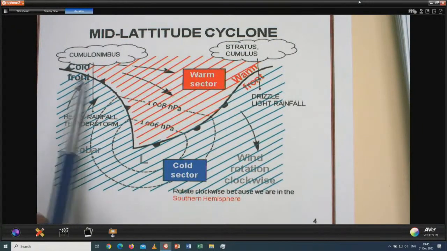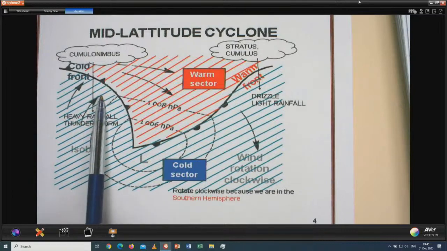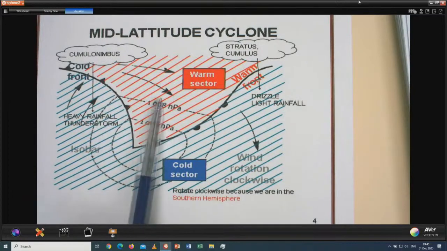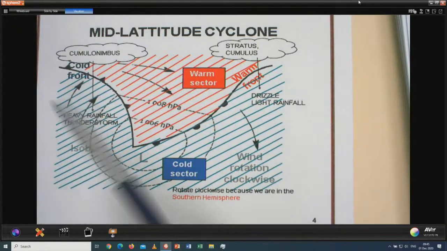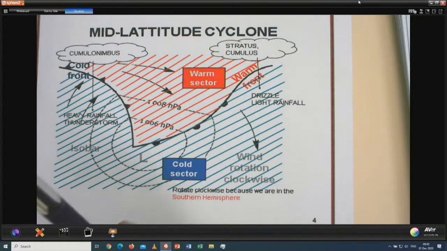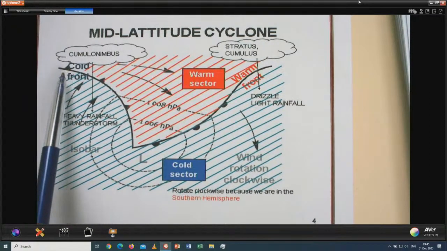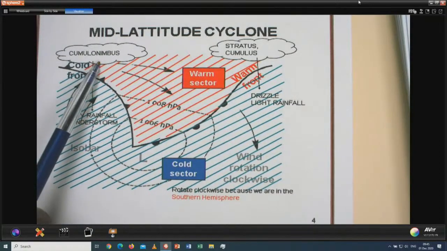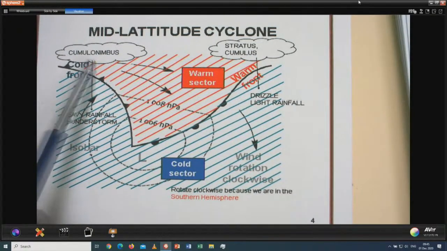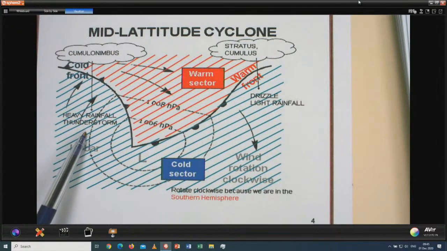Ahead of a mid-latitude cyclone, the cold front forces the warm air to rise. As the warm air rises, it cools down, and eventually we are going to have the formation of clouds. The type of clouds that we have ahead of a cold front is the cumulonimbus cloud, which is associated with what? Heavy rainfall, lightning, and thunderstorm.